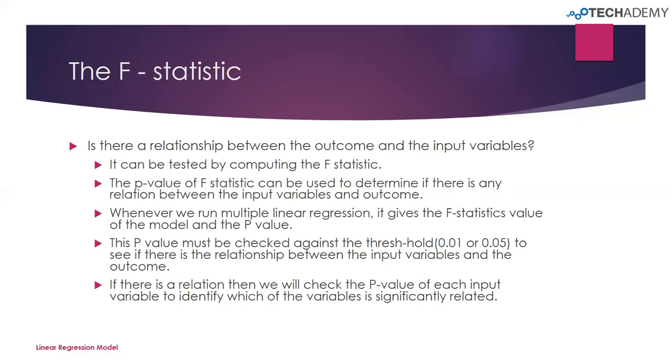Whenever we run multiple linear regression, it gives the F statistic value of the model and the p-value. The p-value must be checked against the threshold. It can be either 0.01 or 0.05 as per the requirement. Generally, it is 0.05. Then we will see if there is a relationship between the input variable and the outcome or not.